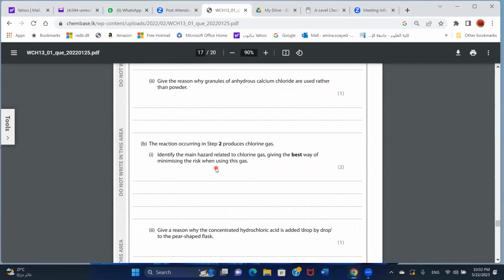What is the main hazard of using chlorine? Chlorine is a poisonous gas. Excellent. To minimize the risk, you can carry out the experiment in a fume cupboard. Bravo. Excellent. Chlorine is a toxic gas, and in order to work with it, we have to work in a fume cupboard. Excellent. Give a reason, Rodina, why concentrated hydrochloric acid is added drop by drop to the pear-shaped flask.